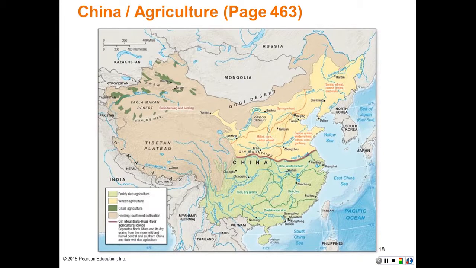This map is in your textbook on page 463 and describes the various agricultural regions within China. We see most of the agriculture is on the eastern part of China. To the west, we see oasis agriculture in the drier interior, but the lowland areas in the west have oasis-style agriculture with various crops being grown as well as herding.